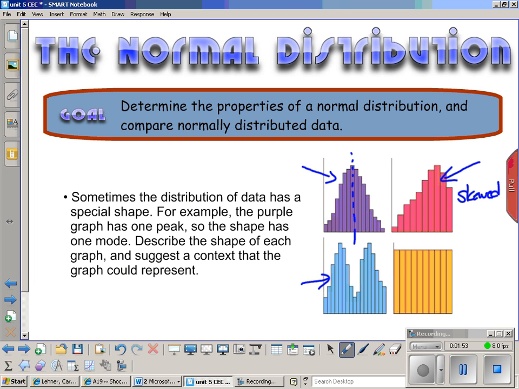And the last one is what we call uniform. There's no peaks, and it's flat. For example, the number of minutes it takes you to walk to school over a 2-week period is going to be roughly the same amount each day. So histograms can come in these different forms.